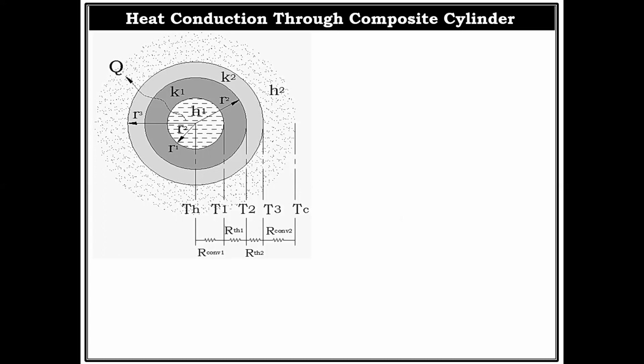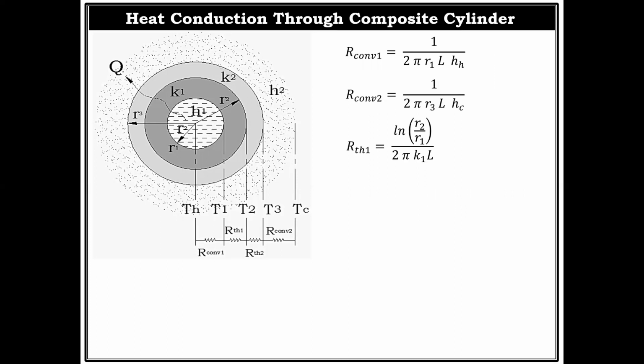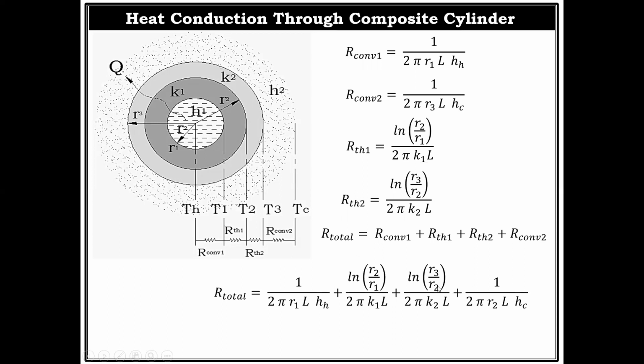So the convection resistance, we know the formula, then convection 2, then thermal resistance 1, thermal resistance 2. Now all these resistances are in series, so we simply add them to get the total resistance of this system. So R total is equal to R convection 1 plus R thermal 1 plus R thermal 2 plus R convection 2. And if I put in the detailed formula, then our total will be like this.